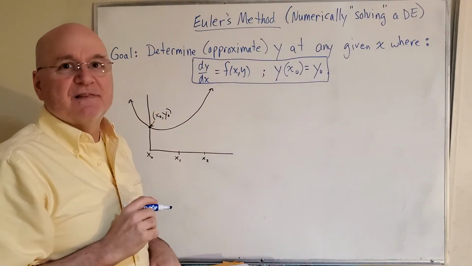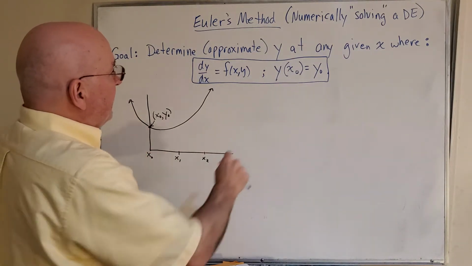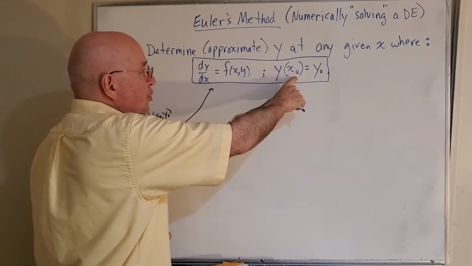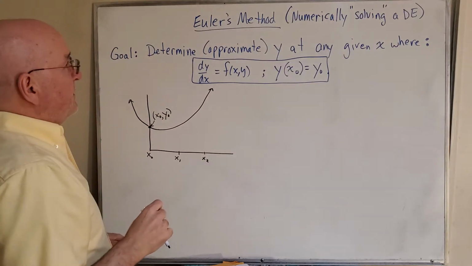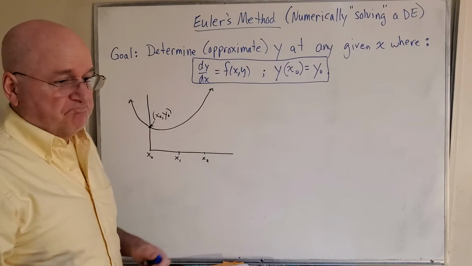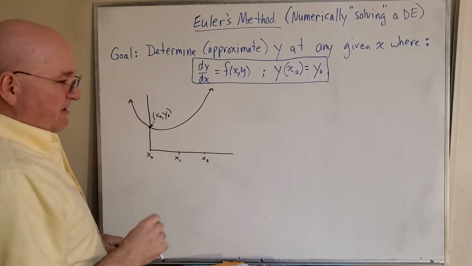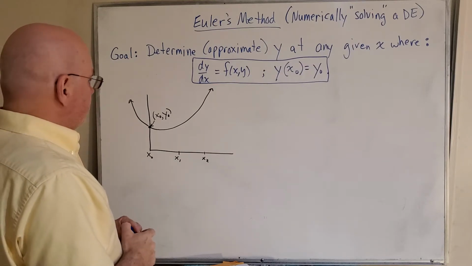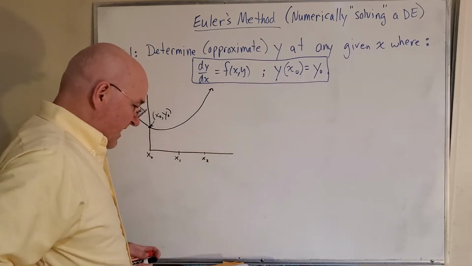Remember those line charts that we made, line graphs? And then this is the key point. This is the only ordered pair of the solution that we know. So let's say that this is the solution, but we don't know it. But let's say that's the true solution. Here's how we will estimate y at a point different from x naught.